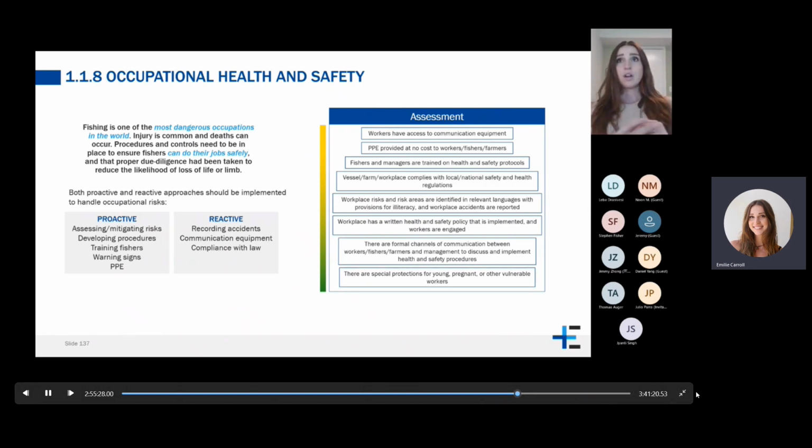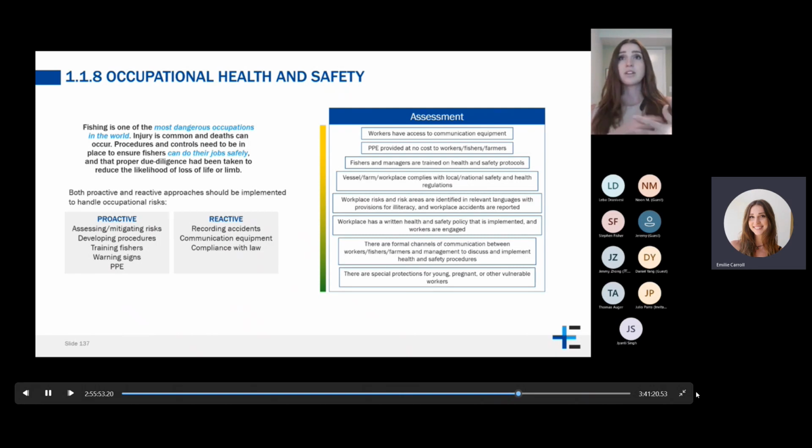Making sure you're following national laws, et cetera. And then, of course, having formal channels of communication between workers, fishers, and farmers and management to discuss and implement health and safety procedures. So workers will be the ones that will understand the dangers the best. And they'll also be the ones that understand what they need to make their jobs safer. And so having that direct line of communication is really, really valuable, especially for a worker-driven approach here.